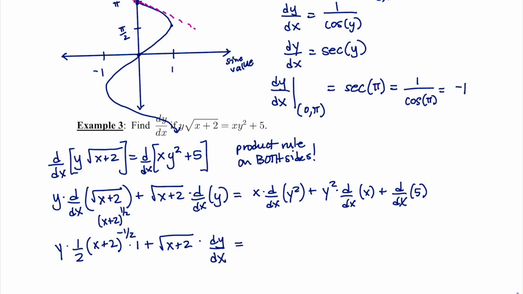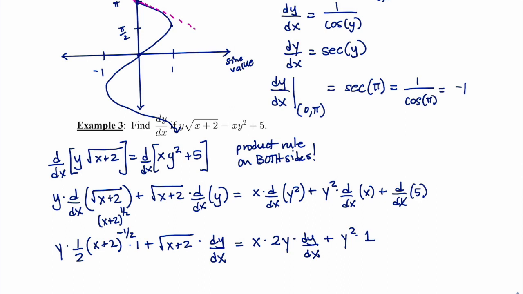And then we have x times the derivative of y squared with respect to x. And right there, we're going to need the chain rule again. So we'll do 2y times dy dx. And then we have y squared times the derivative of x with respect to x, which should just be 1, plus the derivative of 5 with respect to x, which is 0.